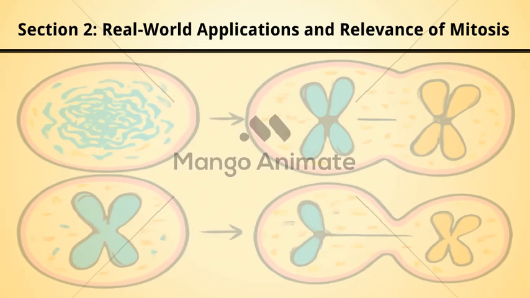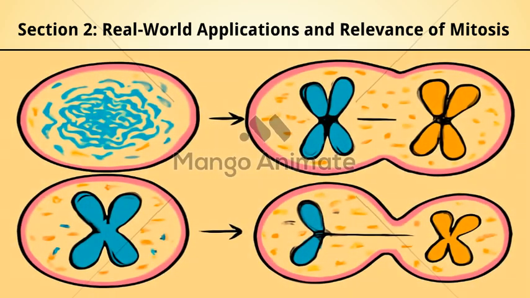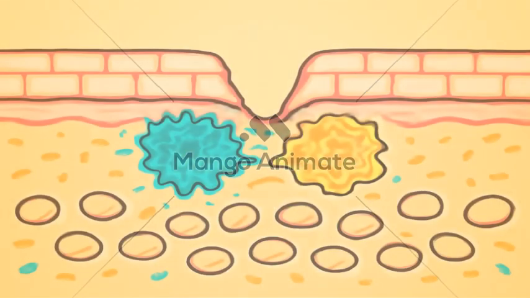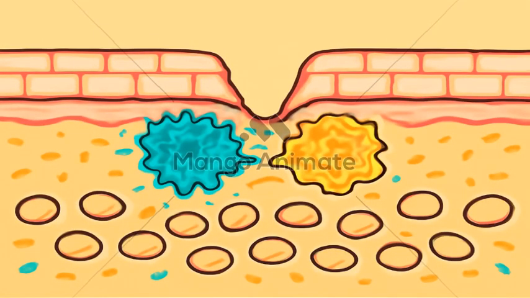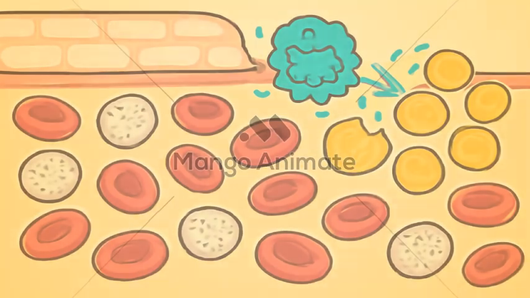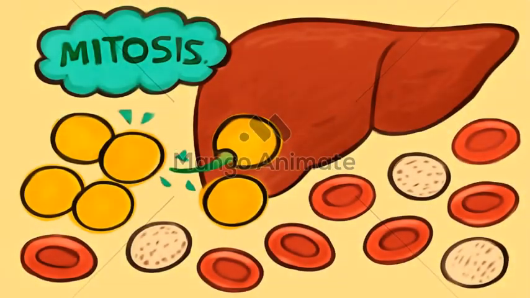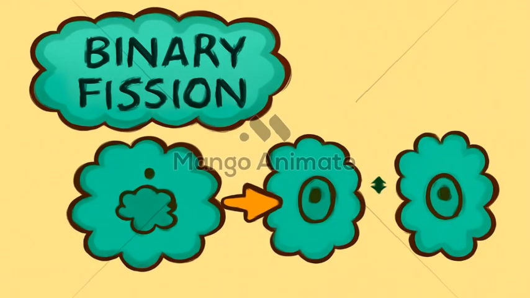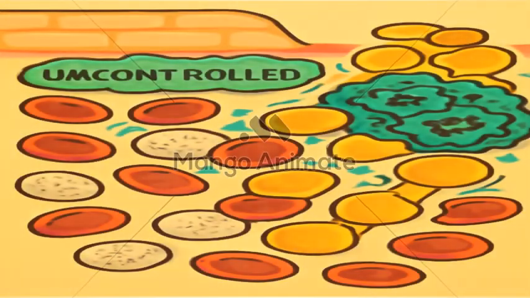Section 2. Real-world applications and relevance of mitosis. Mitosis is continuously at work throughout life. In humans, it regenerates skin cells, replaces red and white blood cells, and enables organ repair. It is the basis of asexual reproduction in some organisms, such as hydra and bacteria. Though bacteria use binary fission, the concept of clonal reproduction is similar.